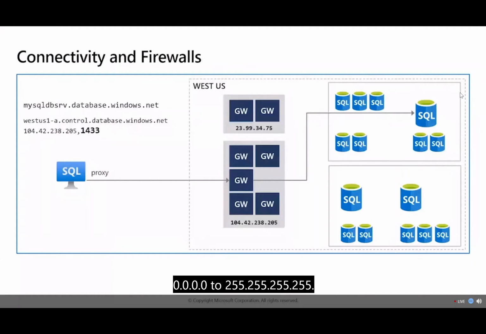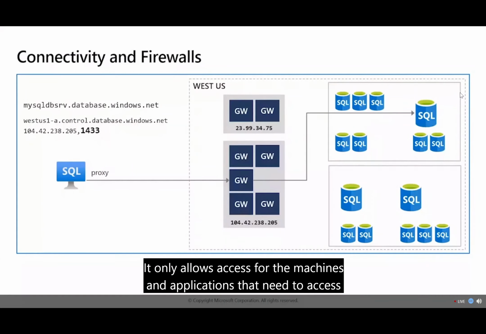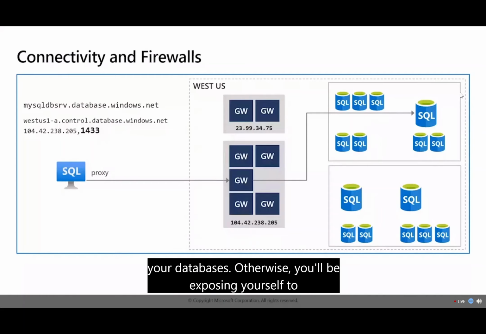0.0.0.0 to 255.255.255.255. However, keep in mind that you shouldn't actually do this for any production workloads and only allow access for the machines and applications that need to access your databases. Otherwise, you'll be exposing yourself to a lot of security vulnerabilities on the network.